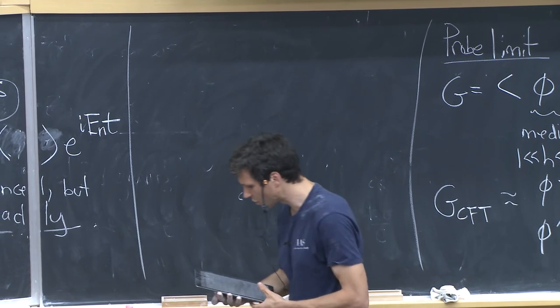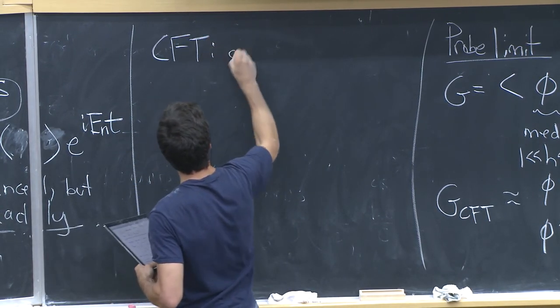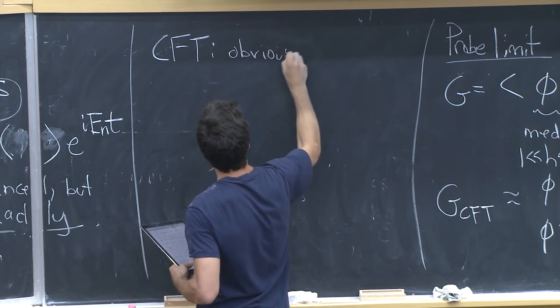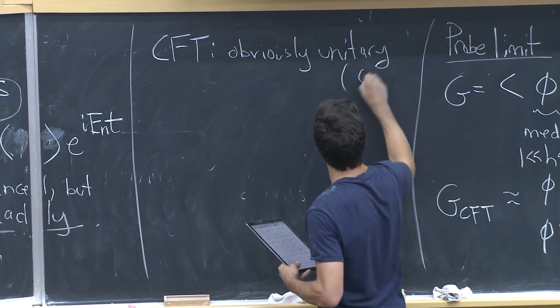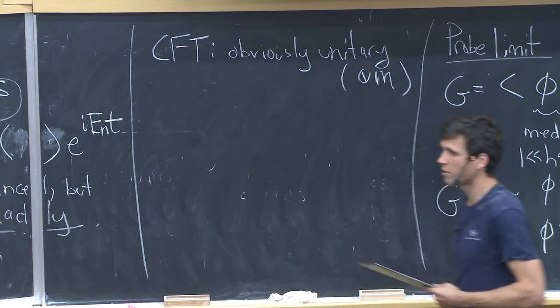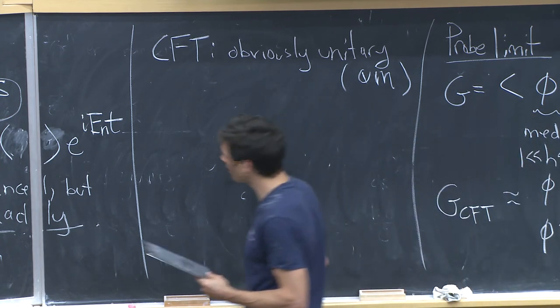So the gravity answer is too small. On the other hand, the CFT is obviously unitary because it's quantum mechanics. And in CFT, things evolve by e to the iHt. H is Hermitian, so it's unitary.